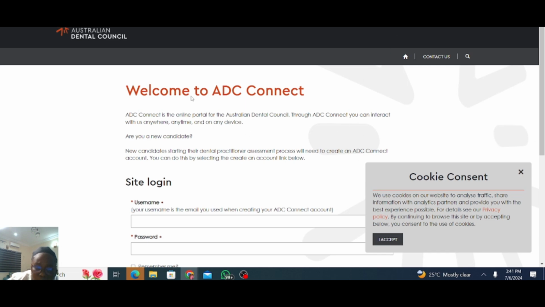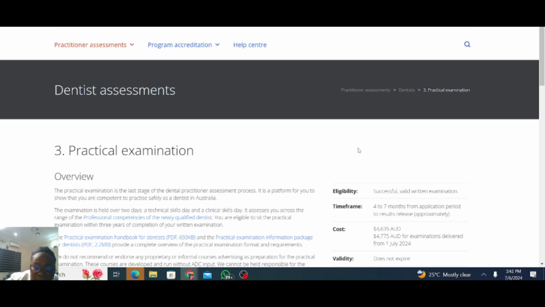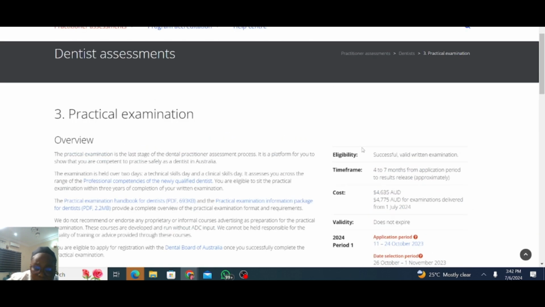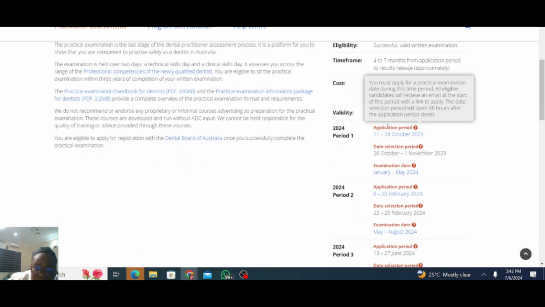Okay, so about the ADC Connect, this is how you create an account with it. And that is all you need to know to get prepared to register and start practicing in Australia as a dental professional.